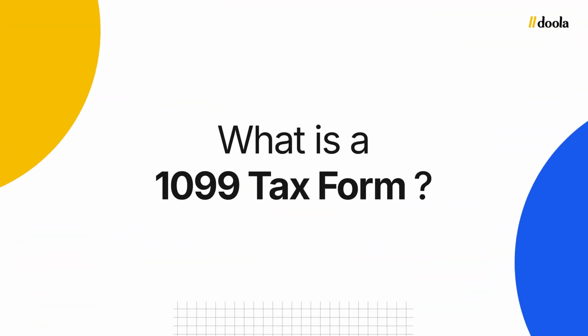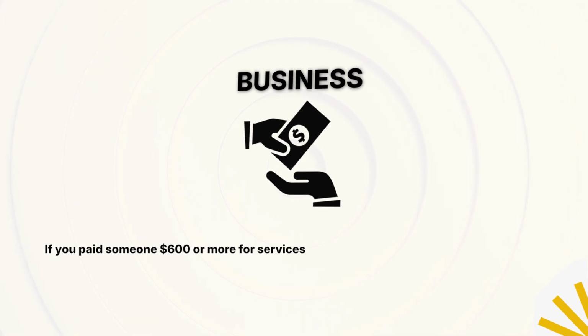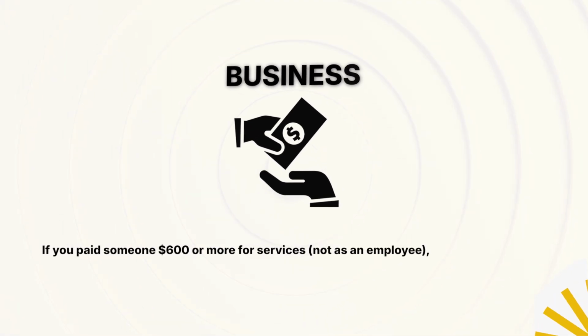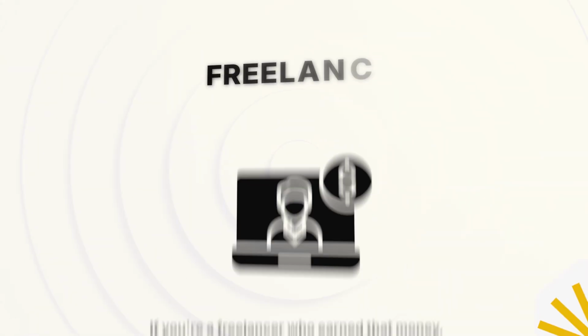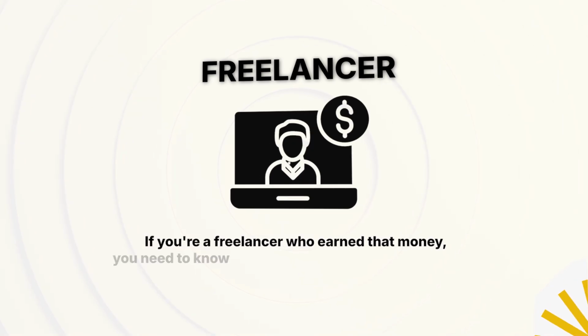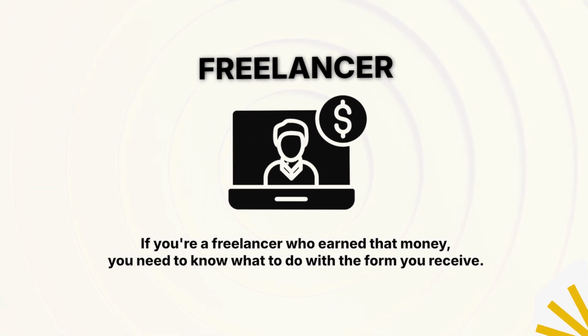First, what is a 1099 tax form? A 1099 is basically a receipt that says, hey, money changed hands here. That's the simplest way to think about it. If you paid someone $600 or more for services, not as an employee, you need to report it. If you're a freelancer who earned that money, you need to know what to do with the form you receive.